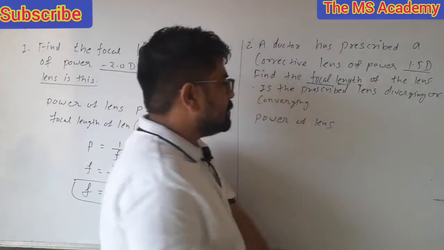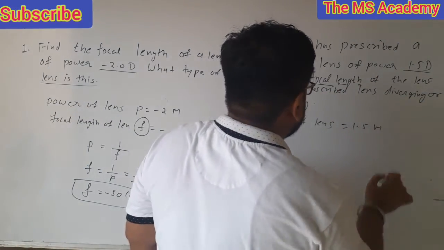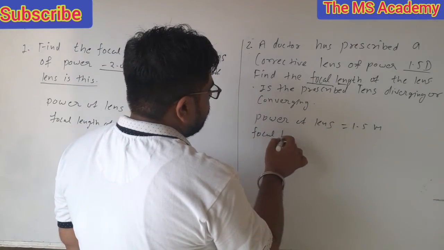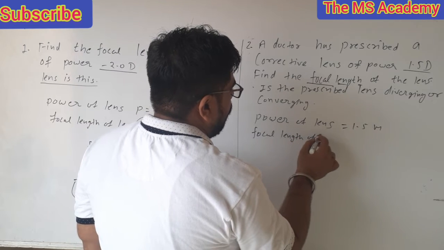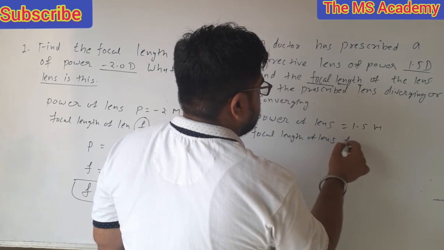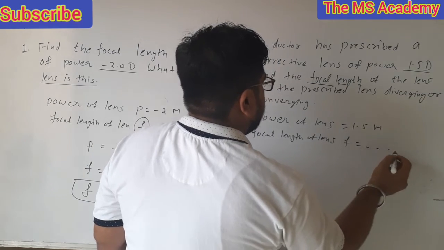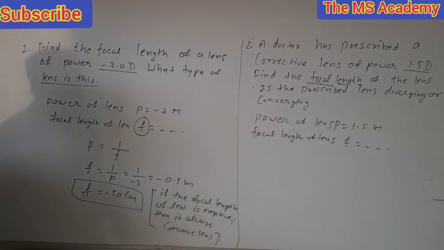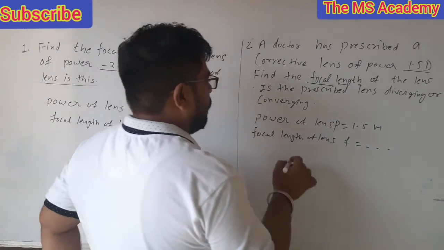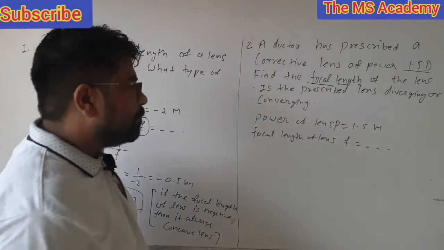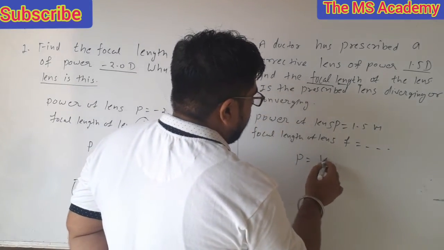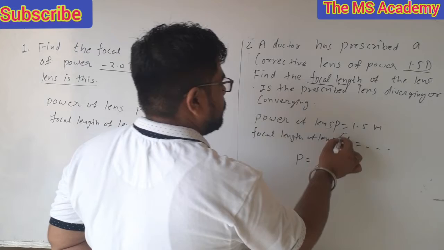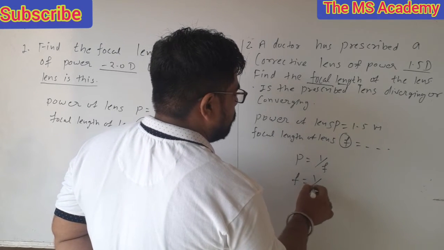What is the power of lens? 1.5 per meter. What we want to find out? The focal length of the lens, that is F. Power of the lens is given, P equal to 1.5 per meter. Now we know the formula for the power of lens, P is equal to 1 upon F. But here we want to find out the focal length. So we have the formula F is equal to 1 upon P.